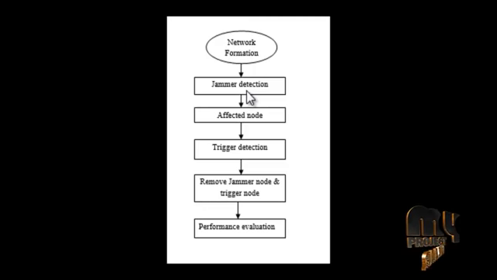Each sensor periodically sends a status report message to the base station. However, once the jammers are activated by the message transmission, the base station will not receive these reports from some sensors. By comparing the ratio of received reports to a predefined threshold, the base station can decide if a jamming attack is happening in the network. By using the number of acknowledgements received, affected nodes are found. The next model is trigger detection.